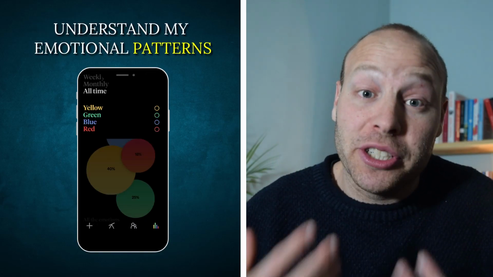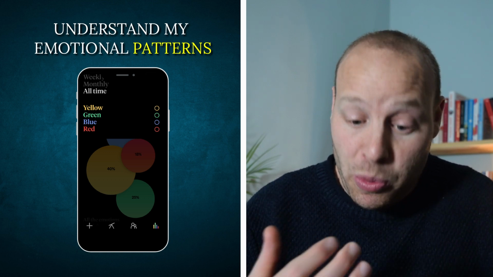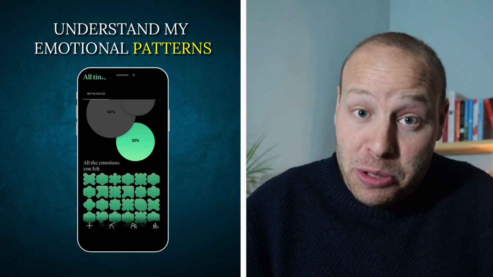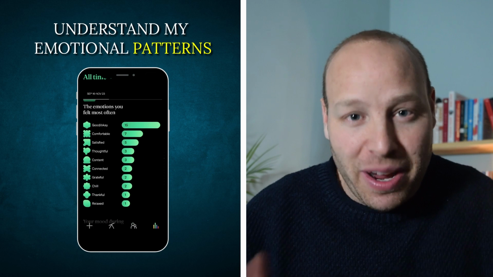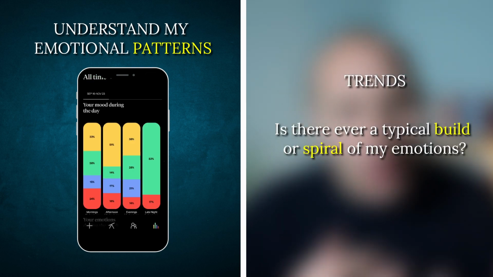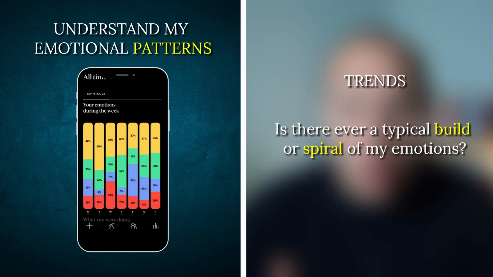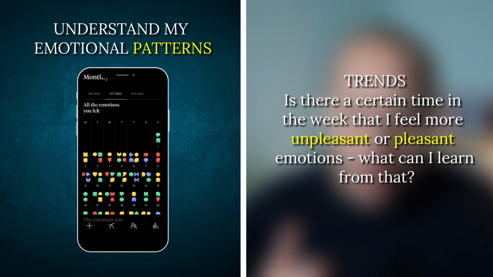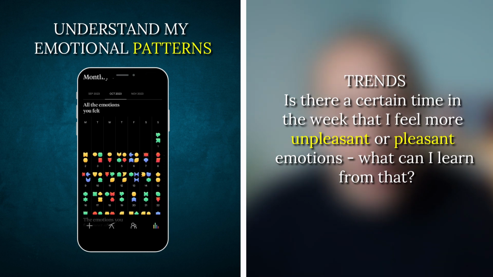Secondly, the app helps me understand my patterns. I can look back over my week or my month or deep dive into a specific emotion and identify my trends. What are the common reasons I feel a specific emotion? Is there ever a typical build or spiral of my emotions in a day or a week? Is there typically a certain time during the week that I feel more unpleasant or pleasant emotions? And what can I learn from that? How can I shift that?